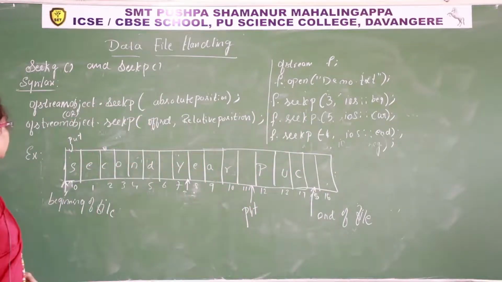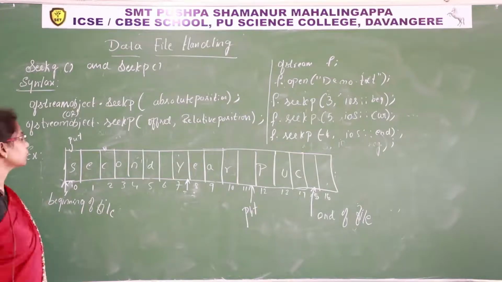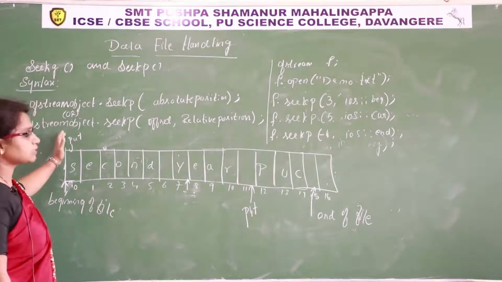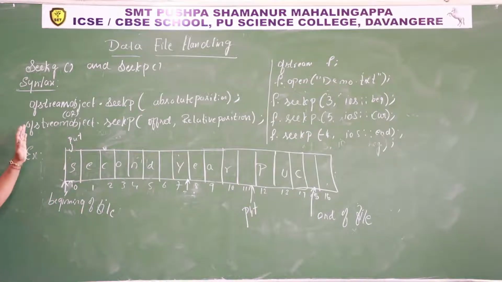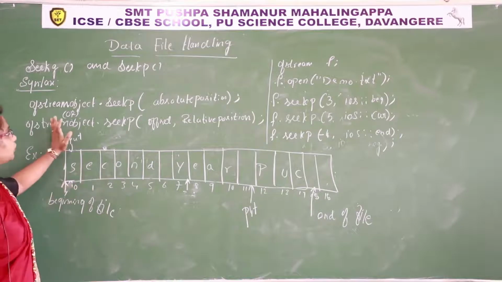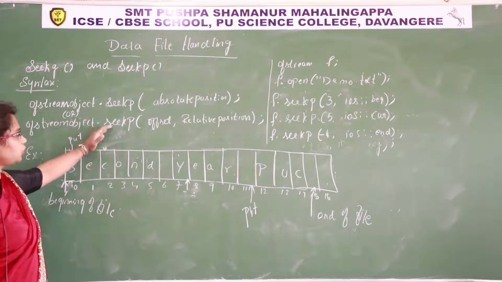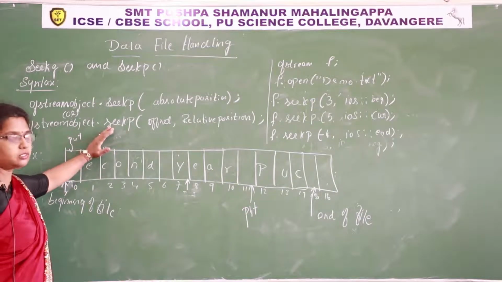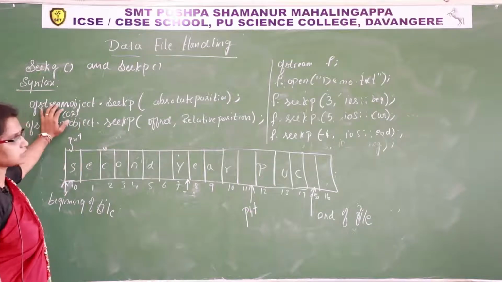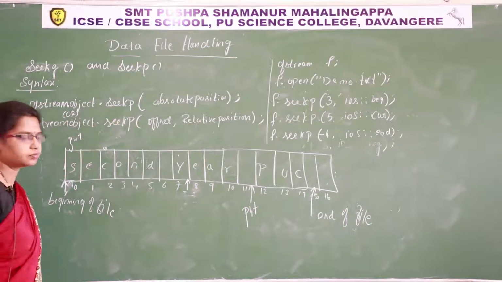So on this concept the questions will be like this. What is the purpose of seekg and seekp? Write its syntax and give an example. The purpose of seekg and seekp: seekg is to move the get pointer to the required position, and seekp moves the put pointer to the required position. And the syntax would be like this. You can give examples.